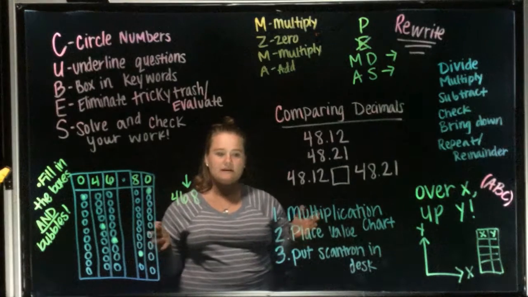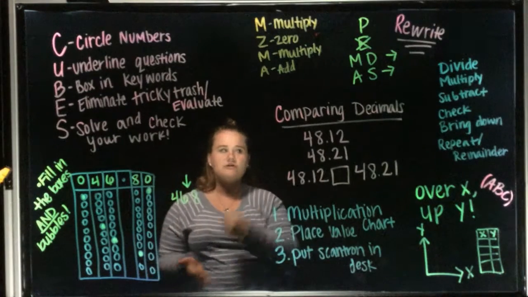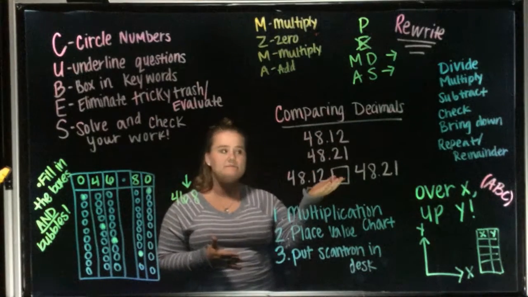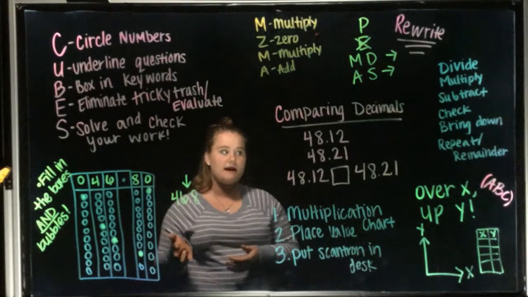As soon as you get it and you finish your multiplication chart, place value chart, do your brain dump and write those steps down. There's no reason to get a division problem wrong when you have the steps. All you have to do is go back and check your math.